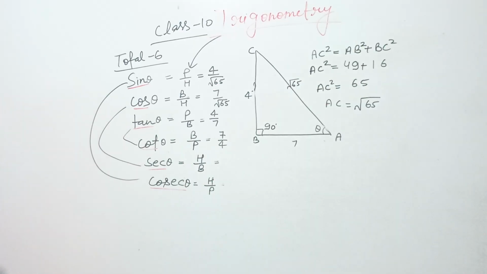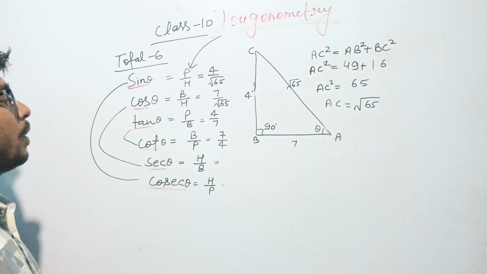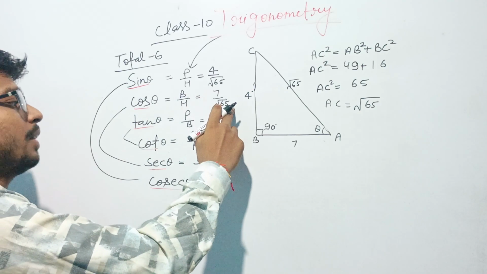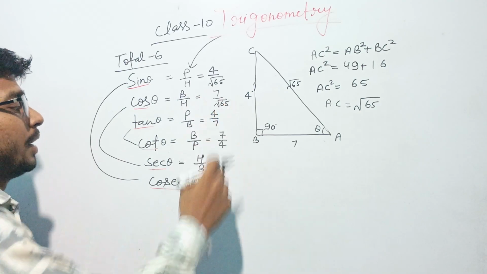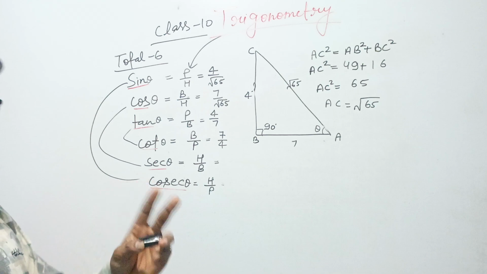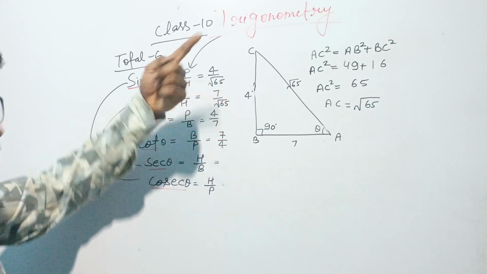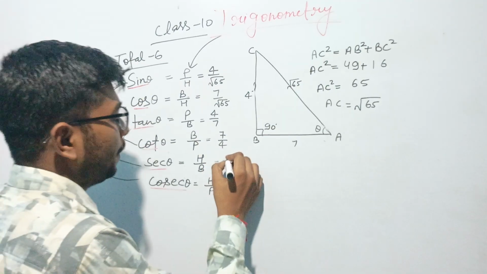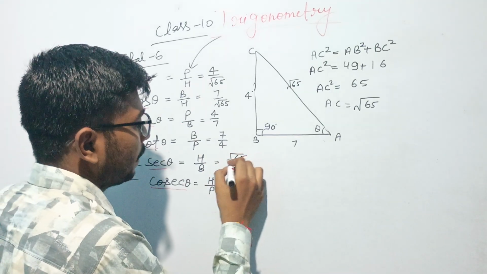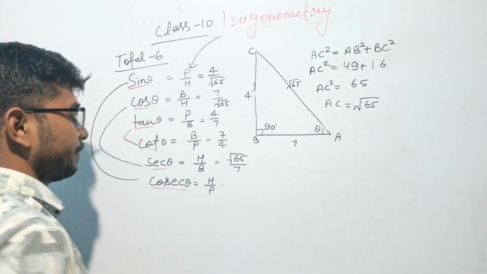Okay, similarly we can find sec theta easily. Cos theta is 7 upon under root 65. So what will be the sec theta? It will be the reverse. Numerator will become denominator, denominator will become numerator. So it will be under root 65 upon 7.